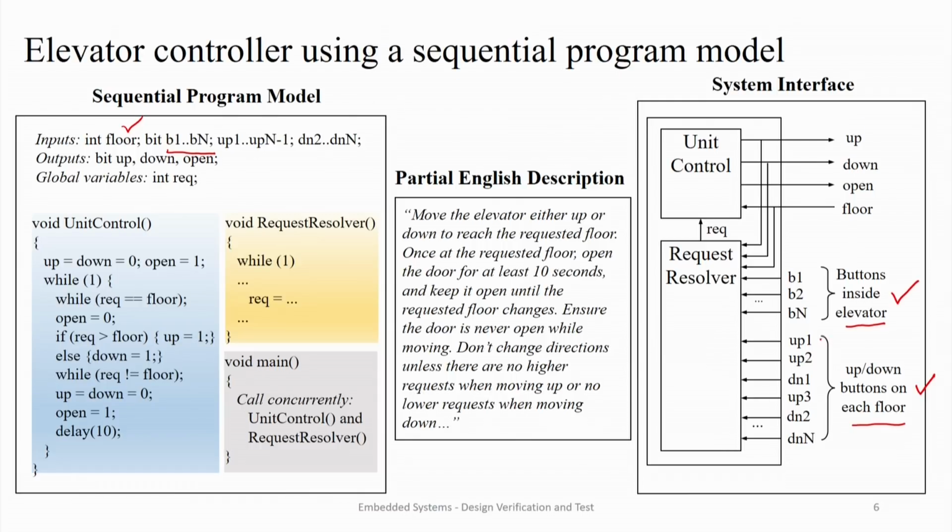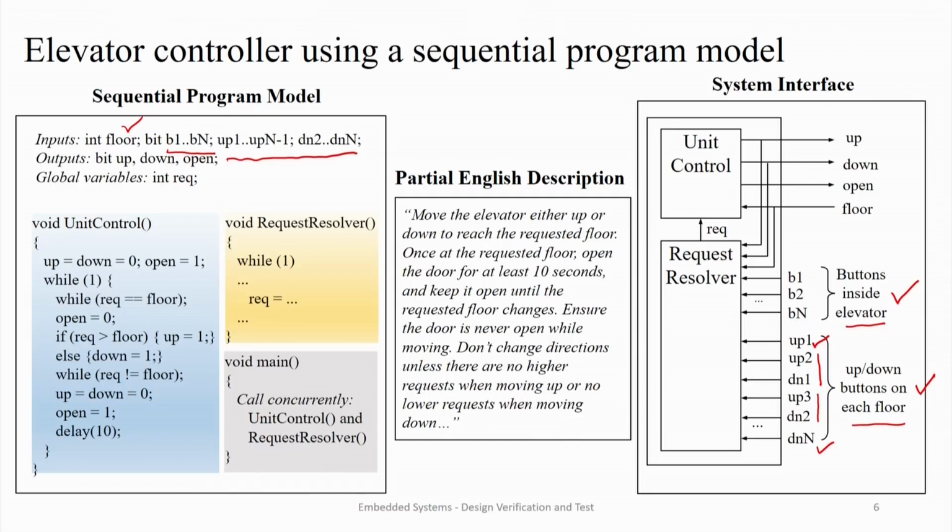At the ground floor you have an up 1 button, you do not have a down button because you are already at the ground floor. At the first floor you will have an up 2 and a down 1 button. At floor 3 you will have an up 3 and a down 2 button, and so on. At the top floor you will only have a down button, you will not have an up button. So, these are inputs, again binary inputs, corresponding to these switches outside the door of the lift at each floor.